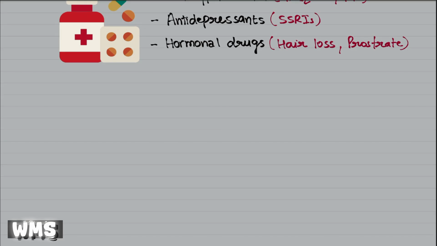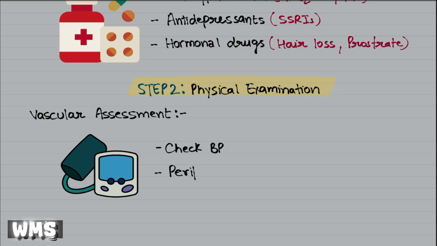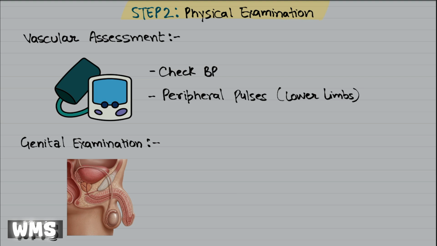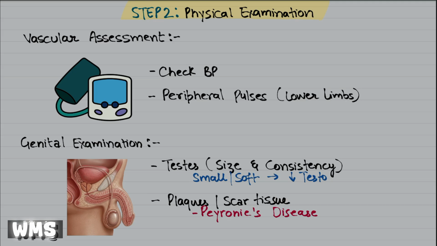After history, the next step is physical examination, which helps us to localize where the problem might be. We begin with a vascular assessment by checking blood pressure and peripheral pulses, especially in the lower limbs, to evaluate the overall blood flow. Then we perform a genital examination, where we assess the size and consistency of the testes, since small, soft testes may suggest low testosterone, and also look for any plaques or scar tissue in the penis, as seen in Peyronie's disease, which can lead to painful or curved erection.